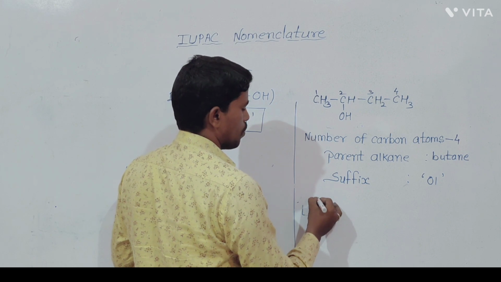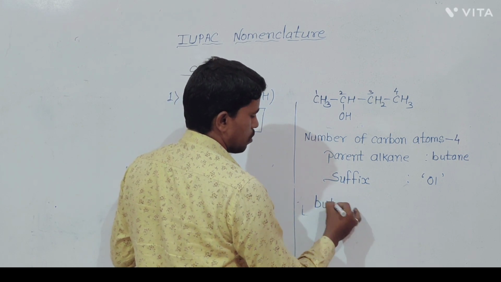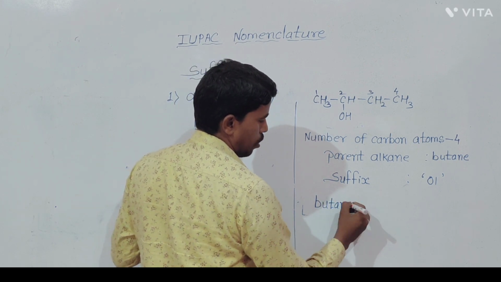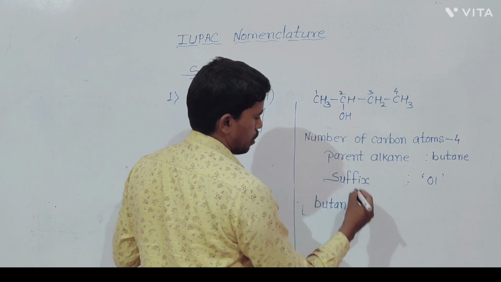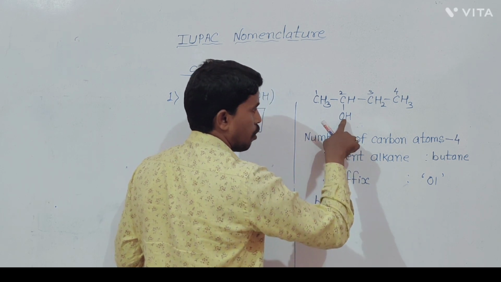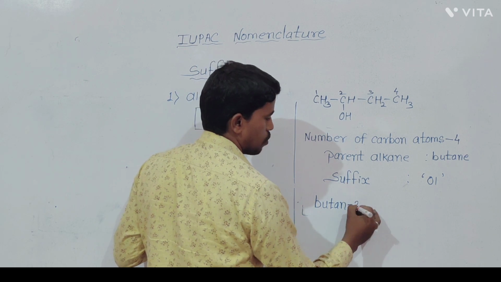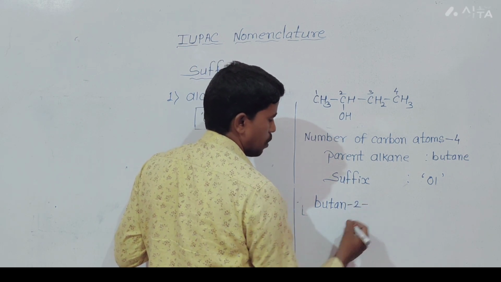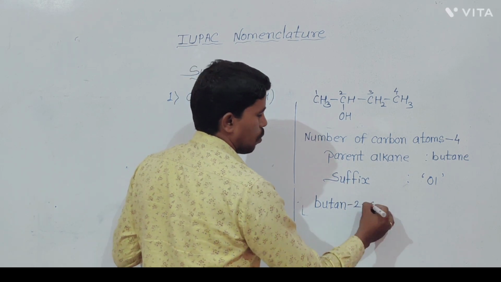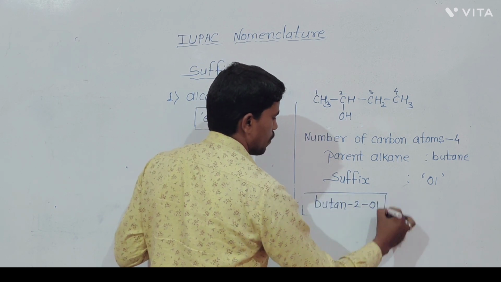The name of this compound becomes butane. The last E of butane is replaced by OL, and here OL is for OH. OH is attached to the second carbon atom. Therefore, we should write 2. Butan-2-ol is the name of the given compound.